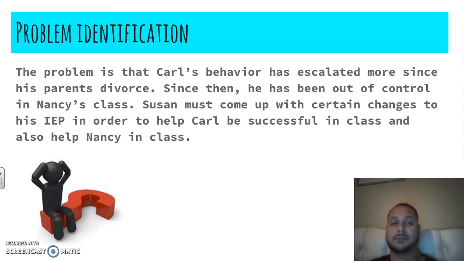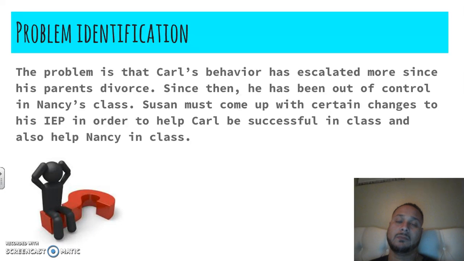Problem identification. So the problem is that Carl's behavior has escalated more since his parents have been divorced. We all know a divorce is a very, very harsh thing. Some kids take it differently. Some kids, you might not see a change. Some students may see a big change. He's been out of control in Nancy's class since then. Susan needs to come up with certain changes to his IEP in order to help Carl be successful in class and also help Nancy in class.